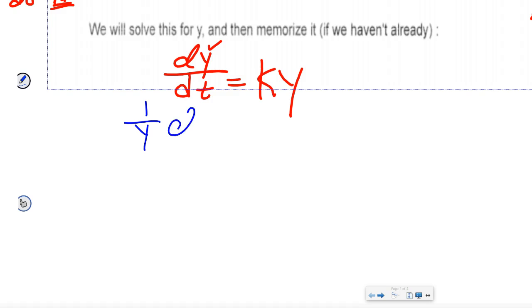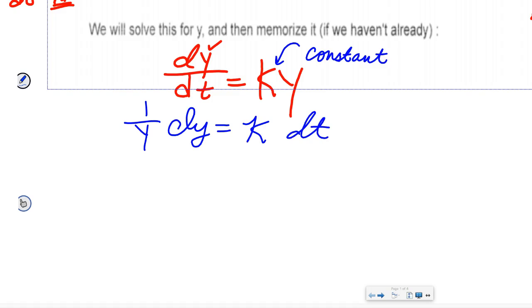So I would do 1 over y dy is equal to just K. And remember, in this case, K is a constant. It's not an integration constant, though. Remember, it's a constant of proportionality, we call it. So 1 over y dy is equal to K dt. And I'll separate. It's not a hard separation. It's not a hard integration.